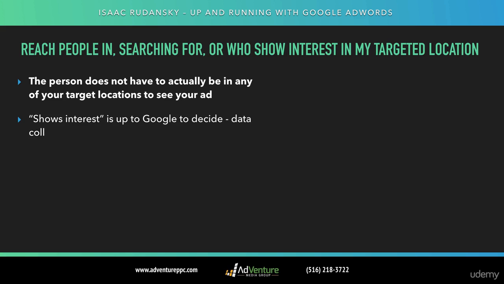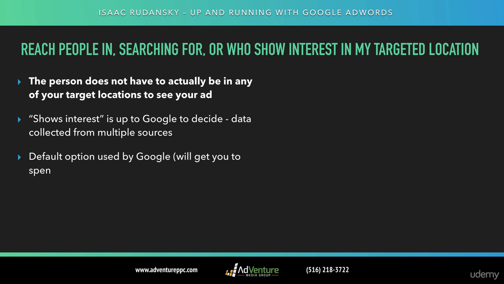So shows interest is up to Google to decide. This is data collected from multiple sources. It could be that the primary source is that their query contains your location. So if somebody's in Paris and searches for something related to New York, related to one of your keywords, then your ad would be eligible to show. But there are no clear guidelines for what shows interest really means. It could be that the person traveled to that location recently. It could be that it's in their query, or it could be from other data sources.